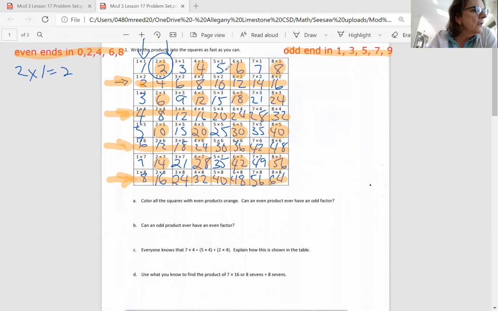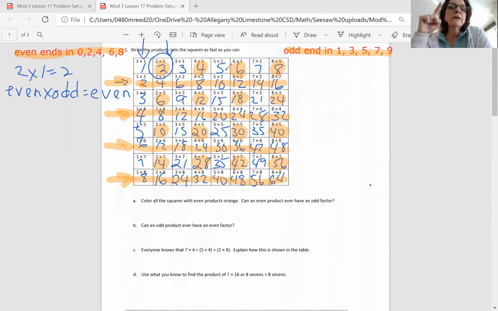All right. Are the factors in that equation even or odd? Well, we know 2 is even and 1 is odd. So what do we have here? We have an even number, which is 2, times an odd number, 1, and our product is 2. What is 2? 2 is also even.